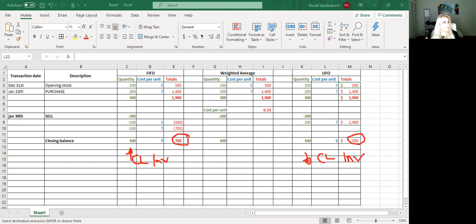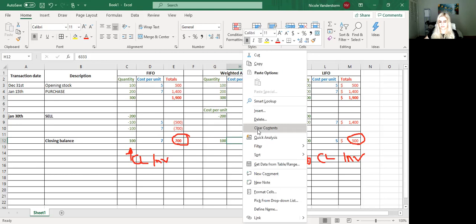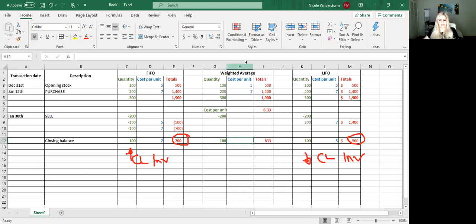But also, if you have a look here at your weighted average cost, it's going to be 100 units at $6.33 per unit, right? So your closing inventory here is going to be 100 times 6.33, $633. And what you will notice is that the weighted average closing stock amount is always in the middle. See that? It's always between the closing balance of LIFO and FIFO. See that, right in the middle?